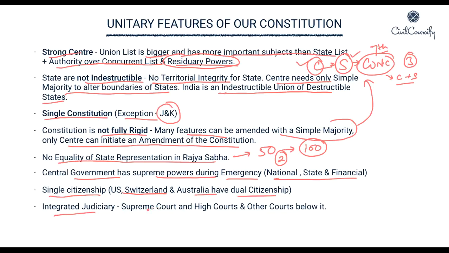So there's an integrated judiciary. Supreme Court, High Courts and other courts fall below the Supreme Court, and there is no clear restriction whether the Supreme Court can frame laws only for the Union list or etc. So each court can exercise jurisdiction for a particular law. It could be a state law or it could be a central law.